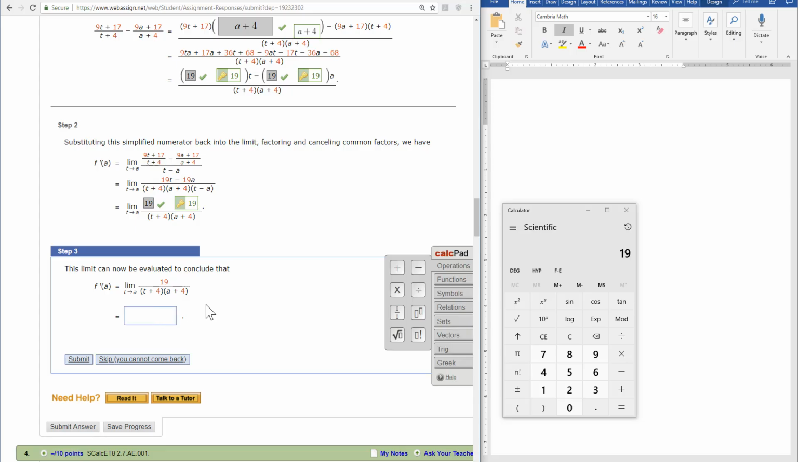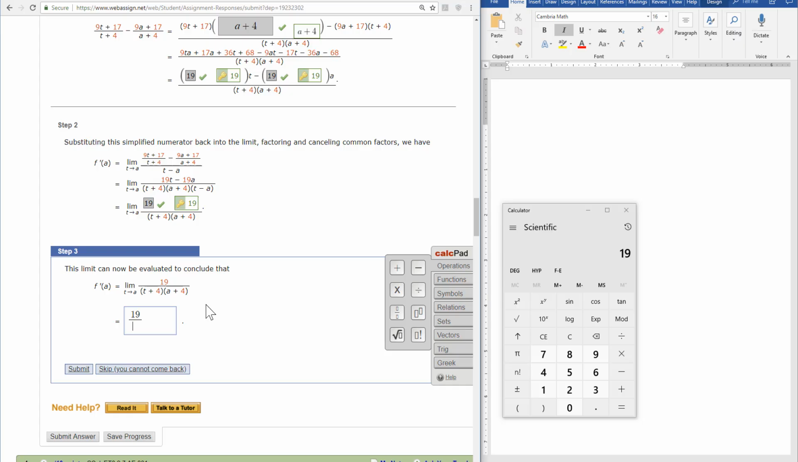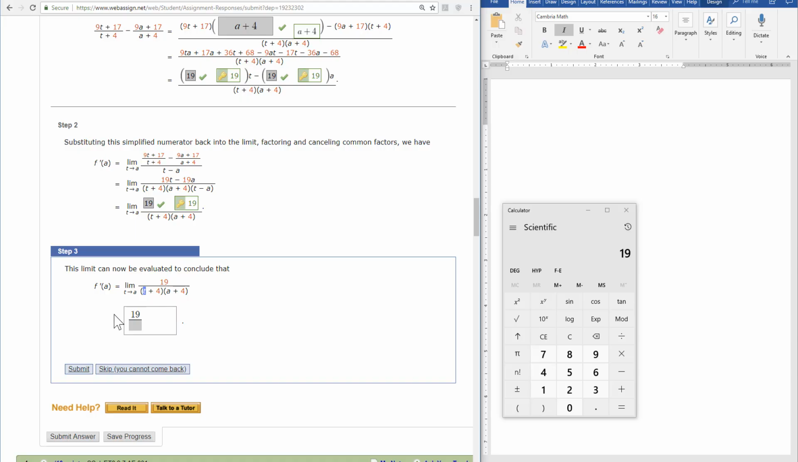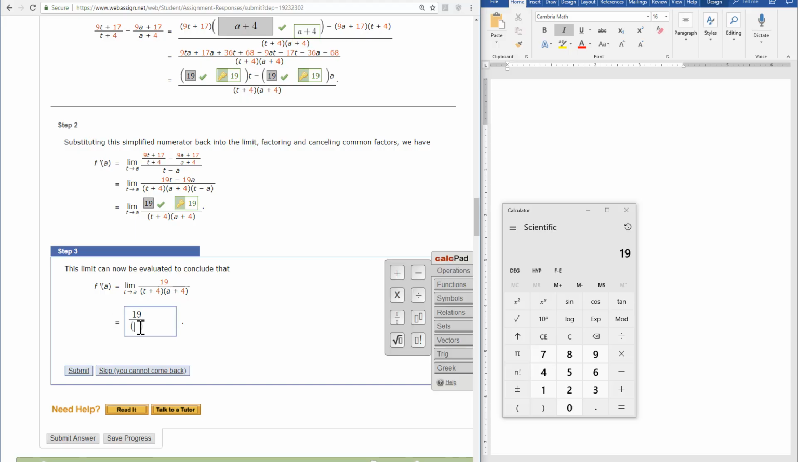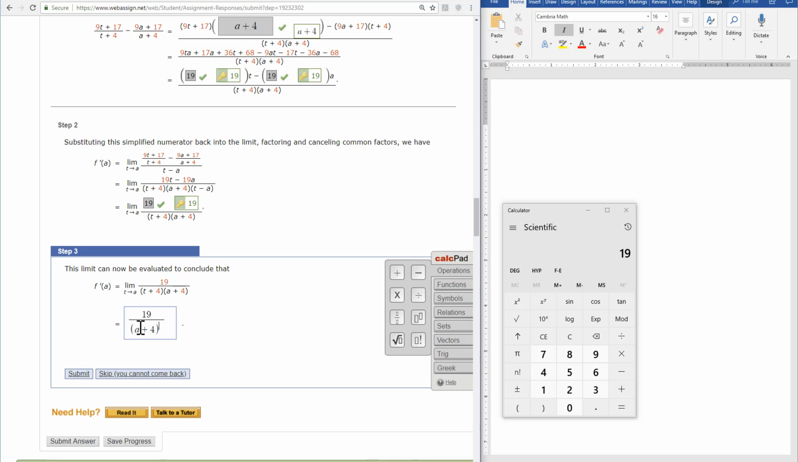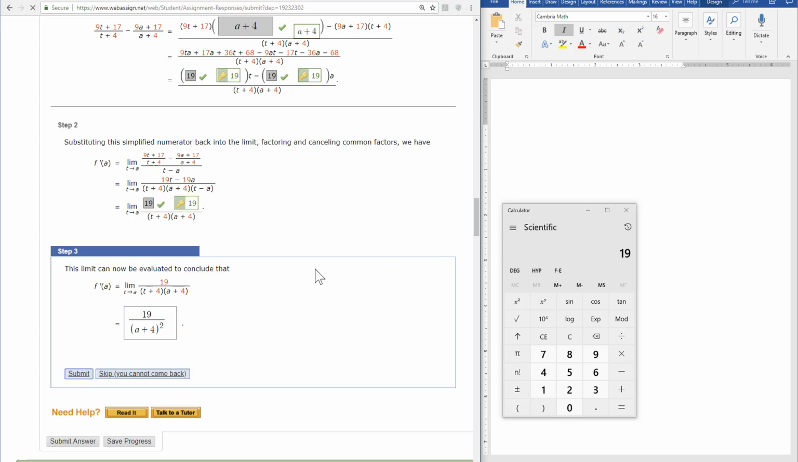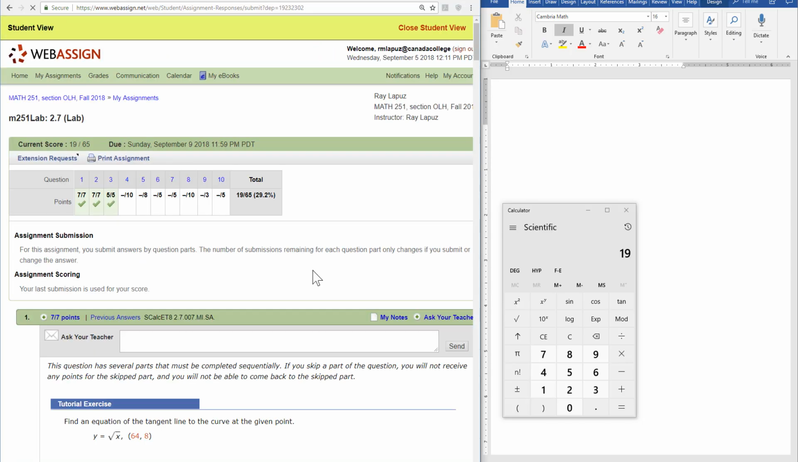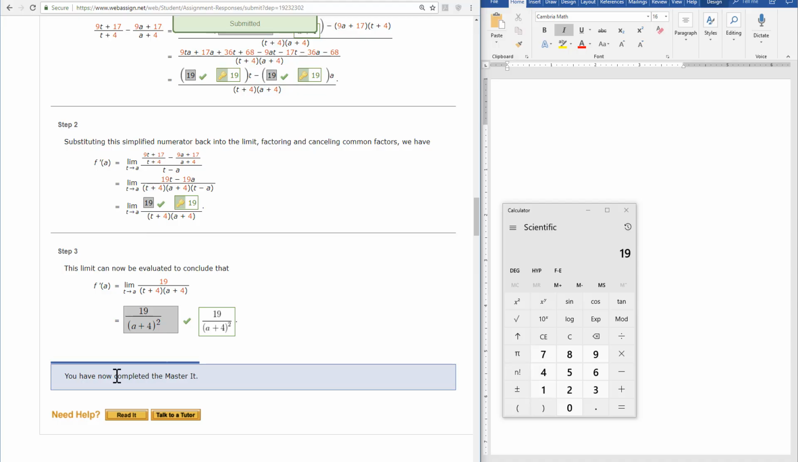So now we can safely put in t equal to a, and that's going to give us a 19 in the numerator, and our denominator is that when this becomes a, this is a plus 4 and a plus 4. So we can just call that a plus 4 squared, and that should be the derivative evaluated at a. Okay? All right, so hope that helps.